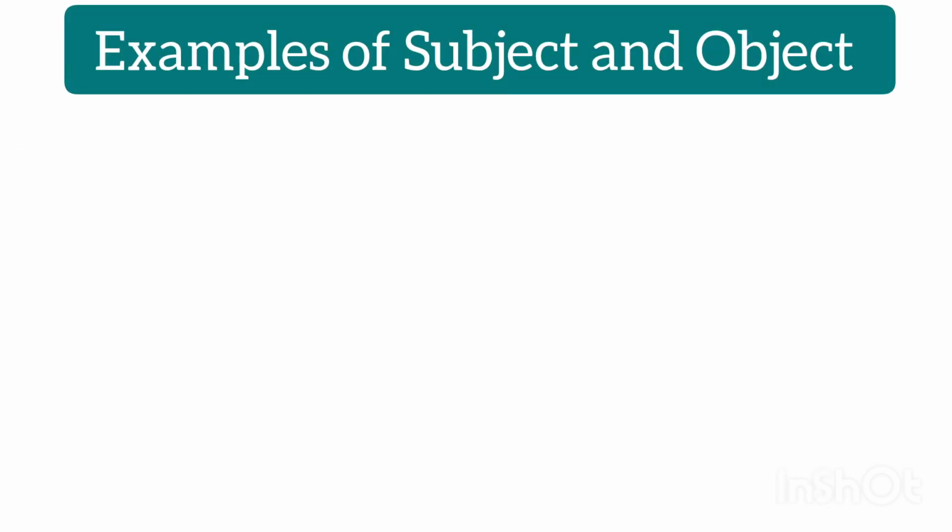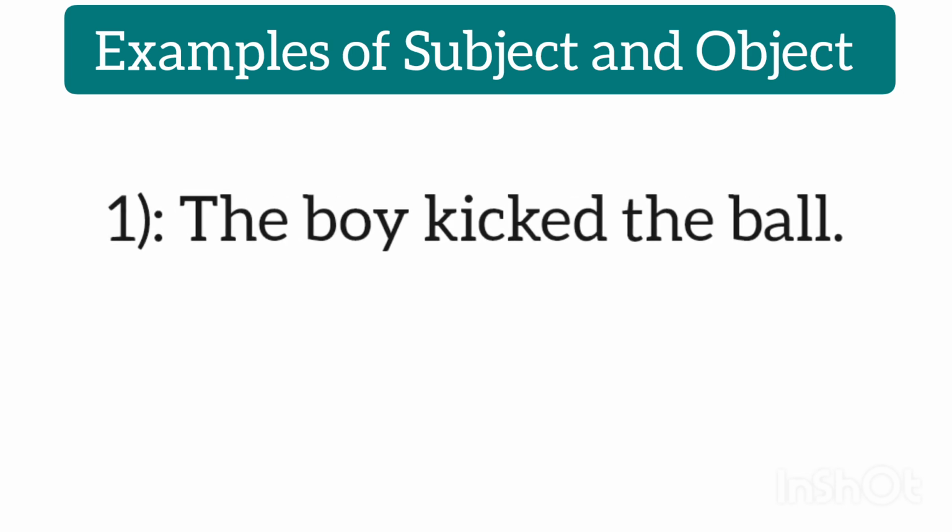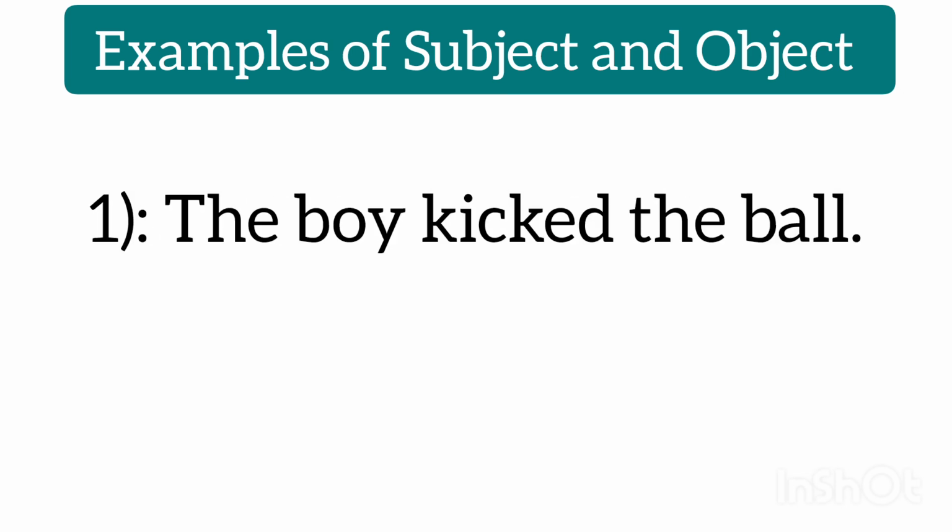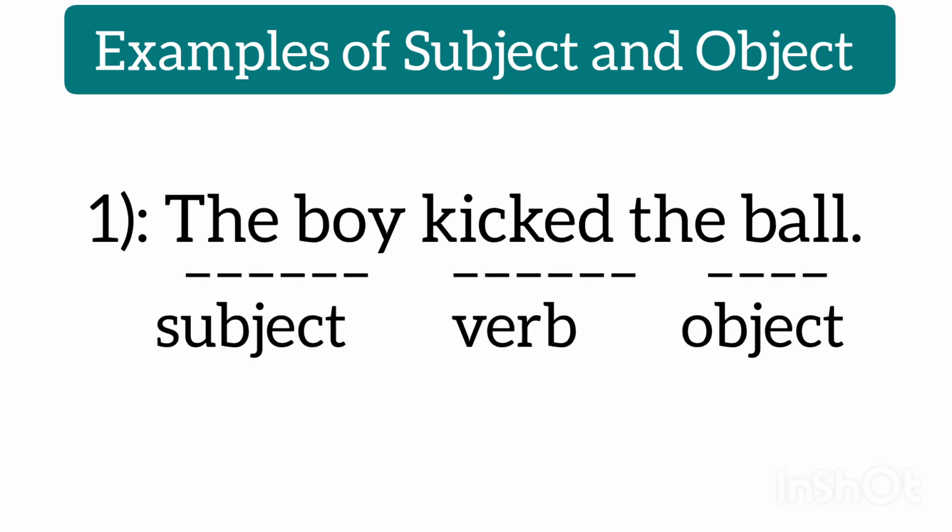Now let me give examples of subject and object together in one sentence. Look at the sentence, the boy kicked the ball. Here, in this sentence, the boy is the subject of the sentence because it is the doer of the action. Kicked is a verb and the ball is the object of the sentence because it receives the action.